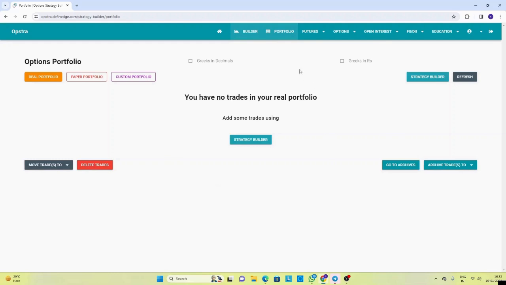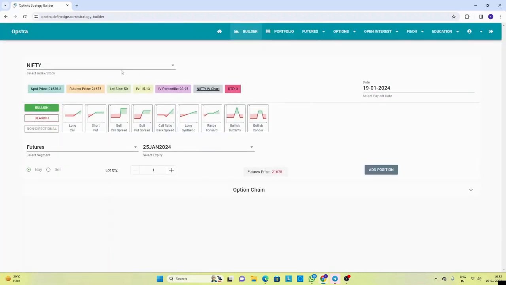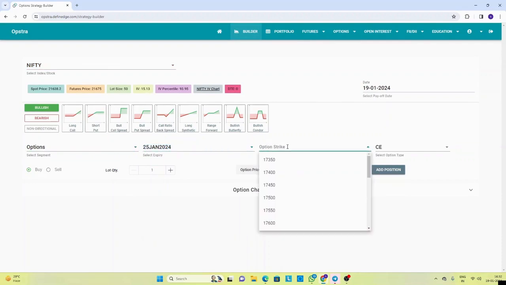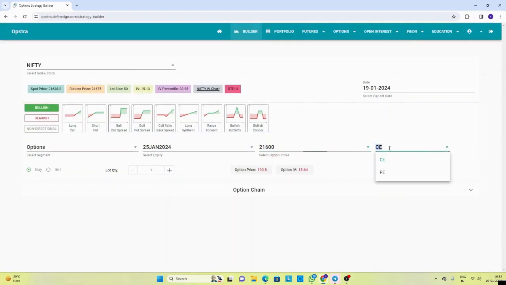Now we are in the portfolio tab, strategy builder, and can choose Nifty and options, and set the expiry date to 25th Jan. And here, let me choose an at the money option. So spot is 21,680, so I'll choose 21,600. In this example, I'll buy a call option with a bullish view. So call option, buy, and lot size is 1, which is 50 shares. Add position.